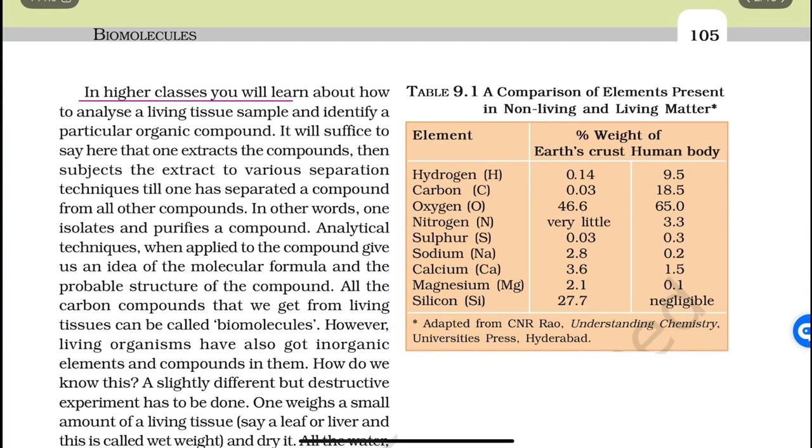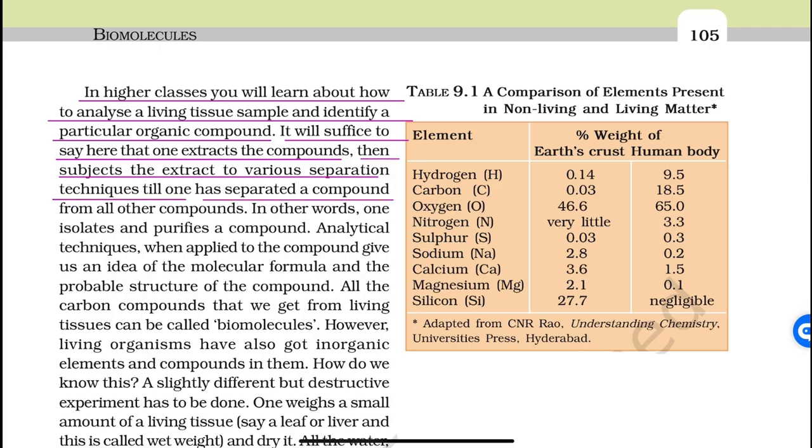In higher classes, you will learn about how to analyze a living tissue sample and identify a particular organic compound. It will suffice to say here that one extracts the compounds, and the extract is subjected to various separation techniques, till one has separated a compound from all other compounds. In other words, one isolates and purifies a compound. Analytical techniques, when applied to the compound, give us an idea of molecular formula and the probable structure of the compound. All the carbon compounds that we get from living tissues can be called biomolecules.